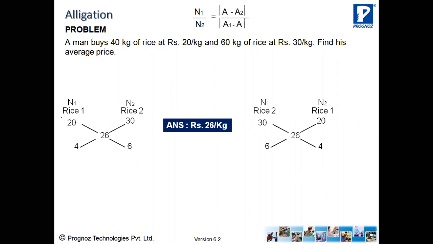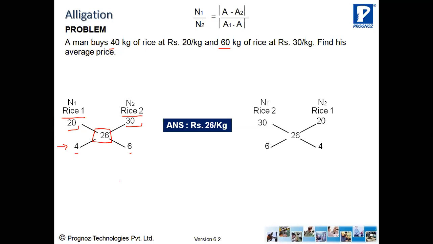This is rice 1, the first rice he bought, and the second rice he bought. First rice was 20 rupees per kg, average price was 20 rupees per kg. Second rice average was 30 rupees per kg. The combined average I don't know, I have to find it, and I also don't know this at the moment. It is not very clearly given, but at least 40 kg and 60 kg are given, so I get a ratio 40:60. But if you use 40:60 here, you will not get the answer. So you have to reduce it. Here a bit of practice is needed. 40:60 can be written as 4:6. If you use 4:6, you'll get an answer of 26. So this is 26 rupees per kg.